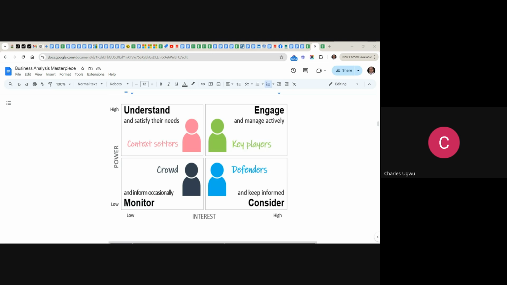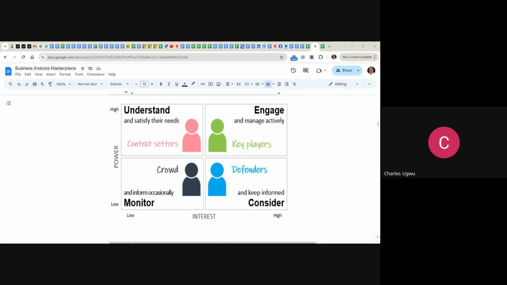When are they going to start? When is the training even going to start? Is there any documentation they can start with? So keep them informed about any available resources that can help them. So with this, you have done a very good stakeholder analysis.